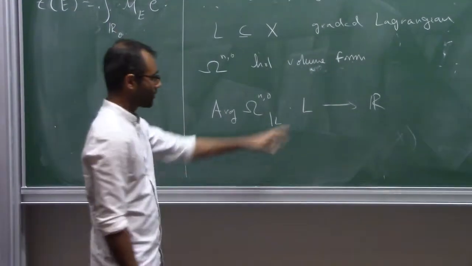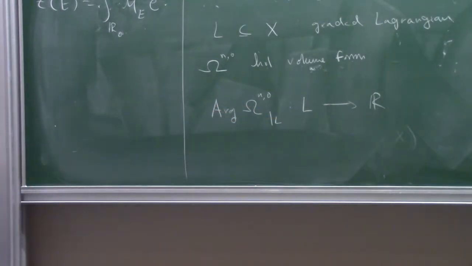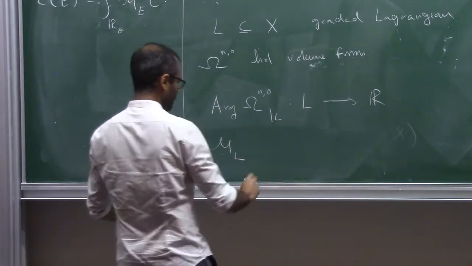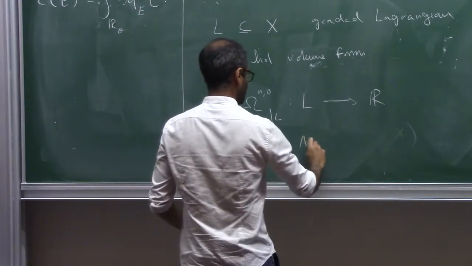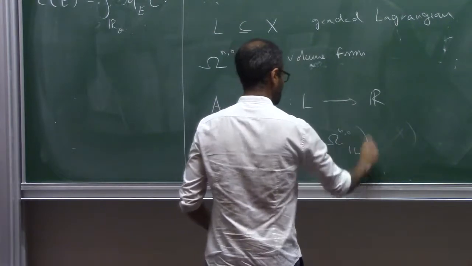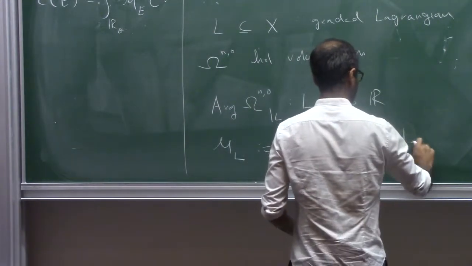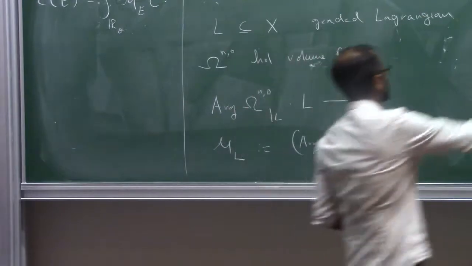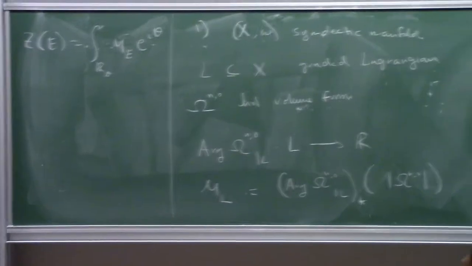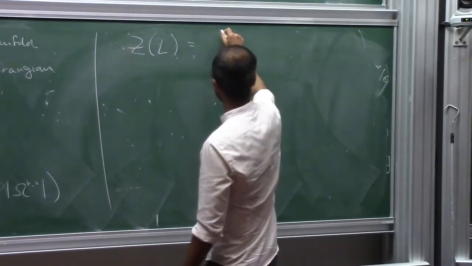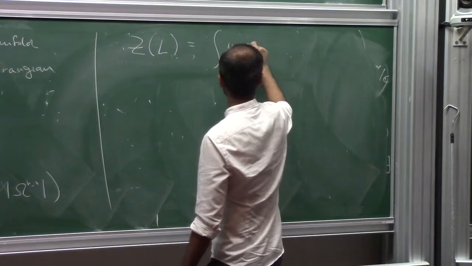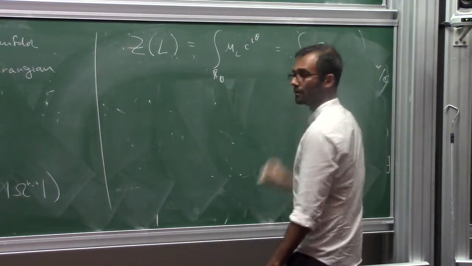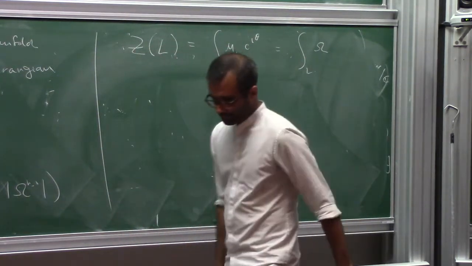And now you have a measure on L which is given by the absolute value of this holomorphic volume form. So I can push that measure forward down to the real line. So I get mu sub L, a measure on R, which is the push forward of the measure given by this density. And of course, again, the usual central charge is the integral of mu sub L times e to the I theta. This is the same thing as integrating omega over L as before.